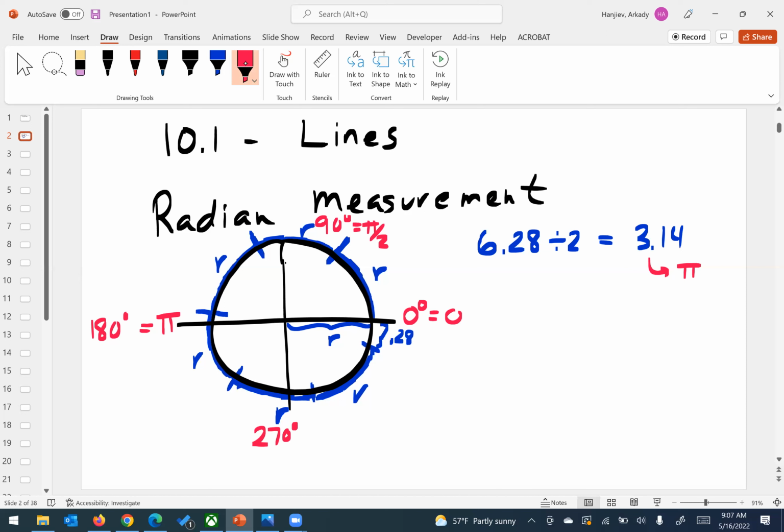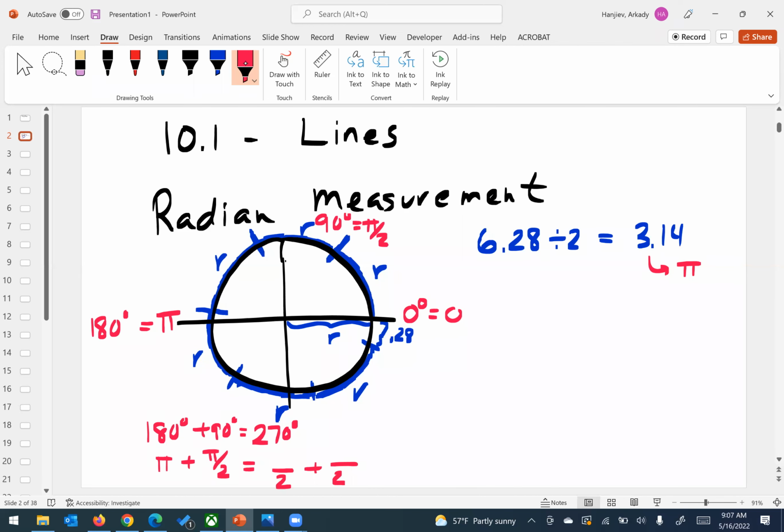So the way we got 270 was 180 degrees plus 90 degrees. That means pi plus pi divided by 2 should give us, I need common denominators. Can I get a common denominator here and here? This will be 2 and 2. This will be 2 pi. This will still be pi, same thing. 3 pi over 2. Okay, so there it is, 3 pi divided by 2.